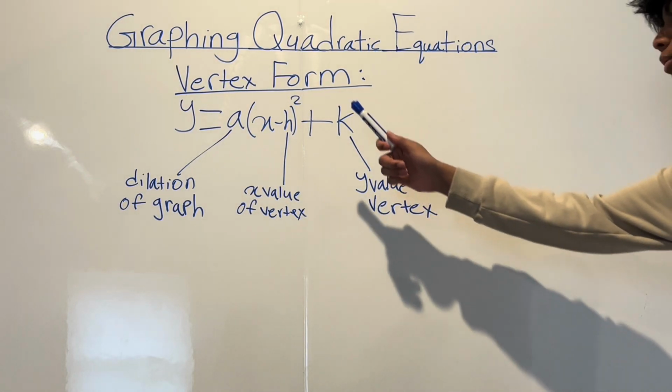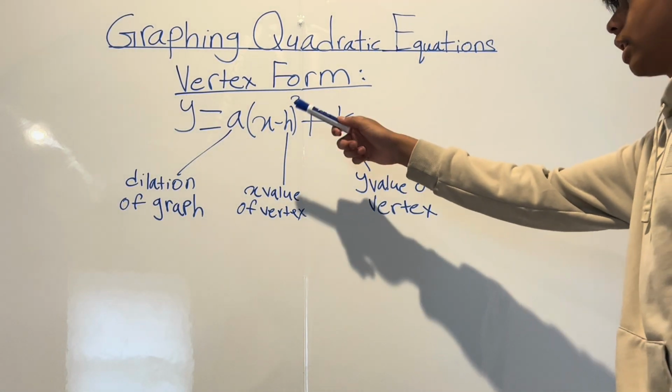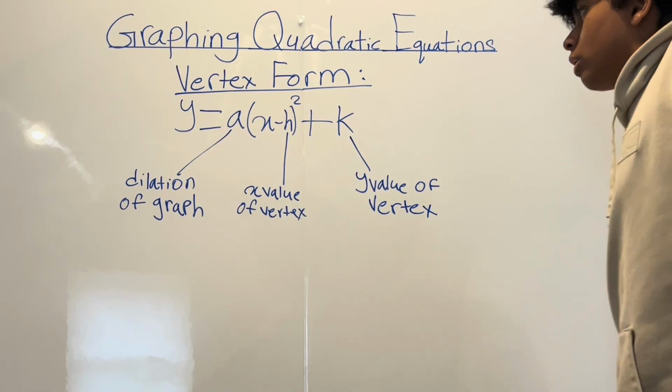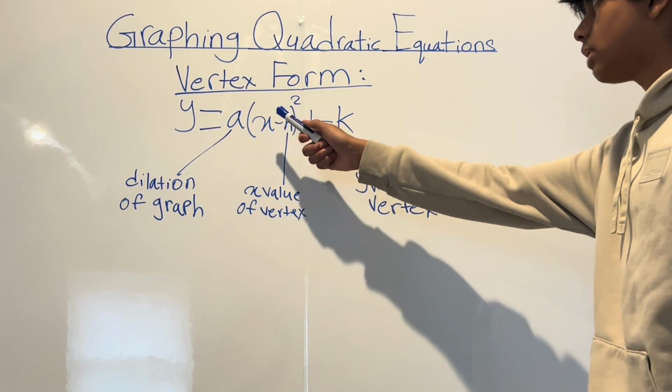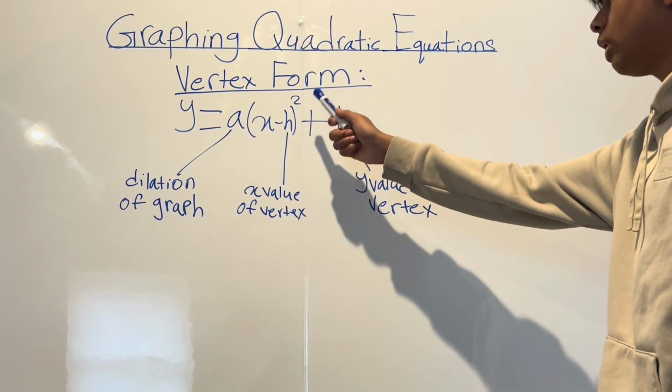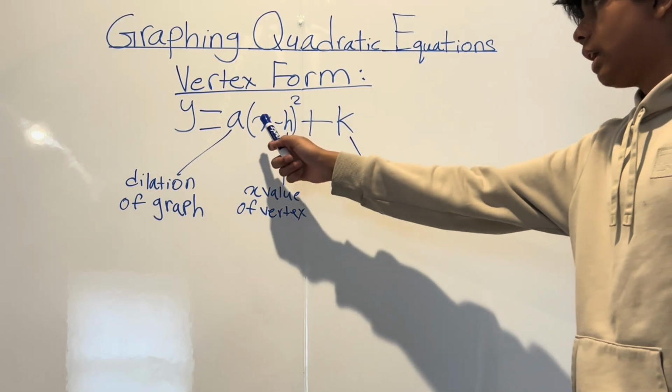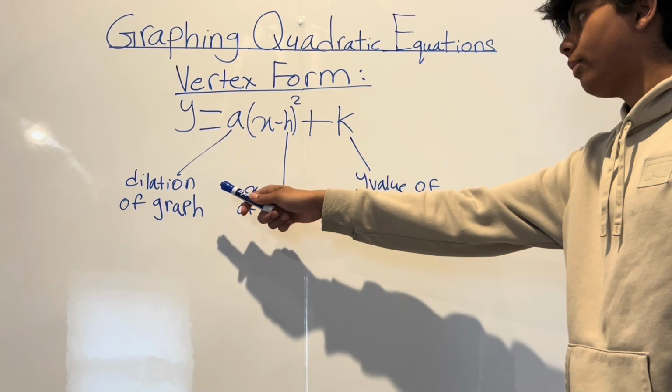Okay, let's see how to graph quadratic functions given the vertex form of the equation. So this is the vertex form, which is y equals a times (x minus h) squared plus k. The a represents the dilation of the graph.